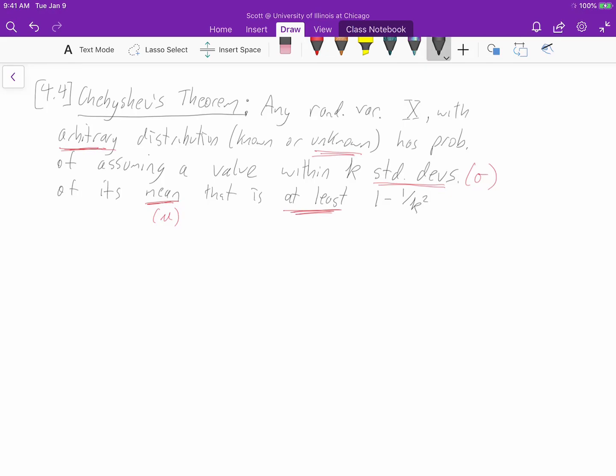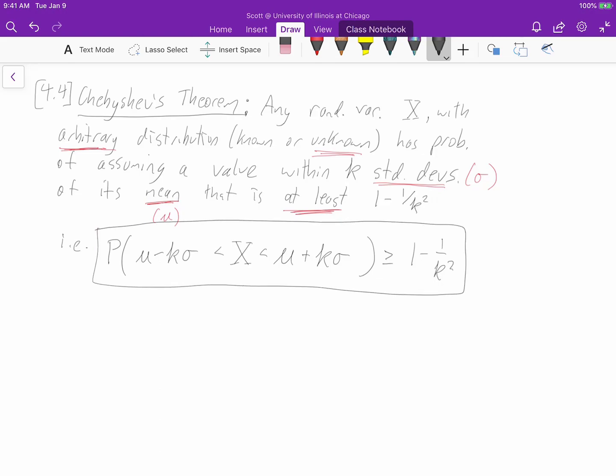So let's write this down in our mathematical language. What we mean here is the probability that x falls in a window near its mean. How far away can we go from the mean? k standard deviations. So we go from mu minus k sigma to mu plus k sigma. We are in that range between k standard deviations to the left and k standard deviations to the right. That is at least 1 minus 1 over k squared, however many standard deviations away we went out. Okay, so this is it written out in our mathematical language.